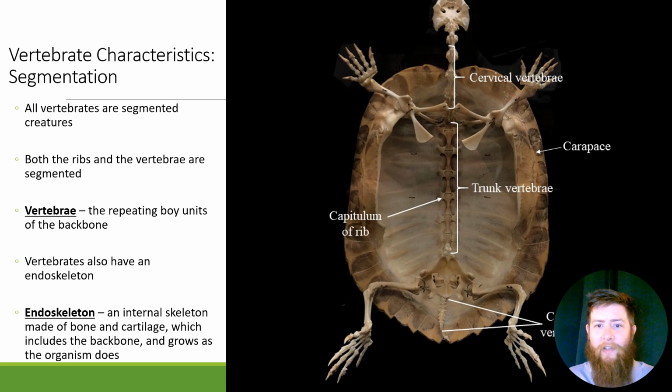The first thing we're going to talk about is segmentation in these animals. All vertebrates are segmented creatures. Both the ribs and the vertebrae are segmented. Vertebrae are these repeating chunks of the backbone, and you can see the ribs here are also repeating. As vertebrates, we tend to have an endoskeleton, which is an internal skeleton made of bone and cartilage, including the backbone, and it grows while we do. In the turtle here, I thought this was a really cool picture, it showcases that the shell of the turtle is actually part of the skeleton, and then it's covered in an integument. You can also see some segmentation here as the arms are the same, the legs are the same, and the ribs and vertebrae are the same.